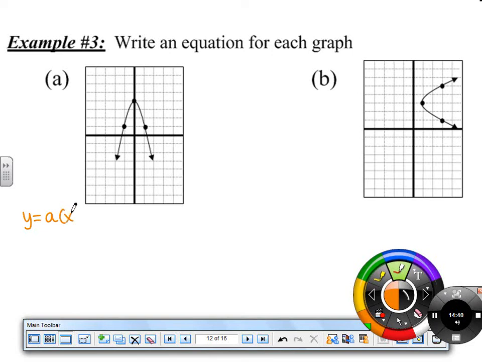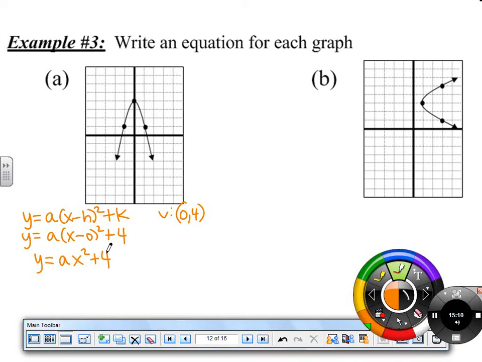This one that's concave down, we know that the x would be squared. And you can see the vertex of this parabola is at the point 0, 4. Okay? So if I plug that in, x minus 0 squared plus 4. So I basically have y equals a times x squared plus 4. The only thing I'm missing is an a value.